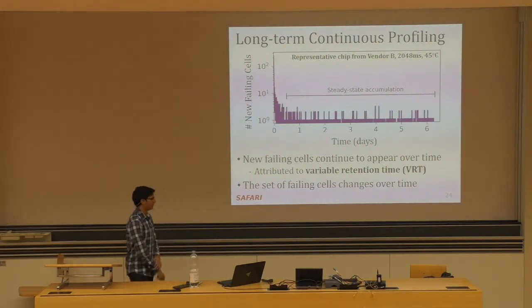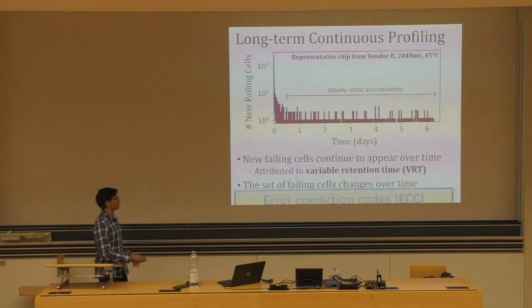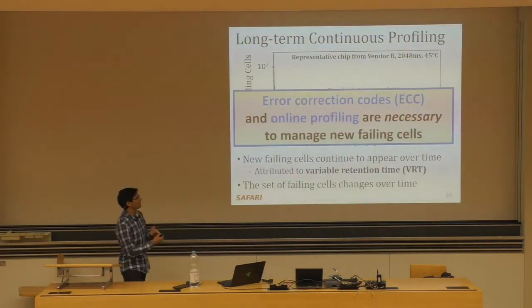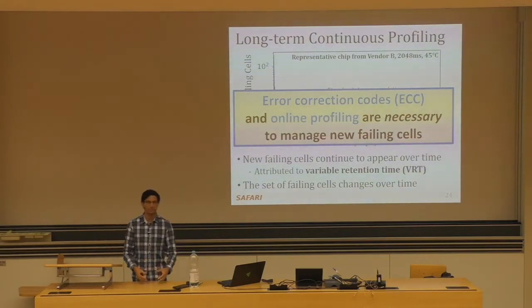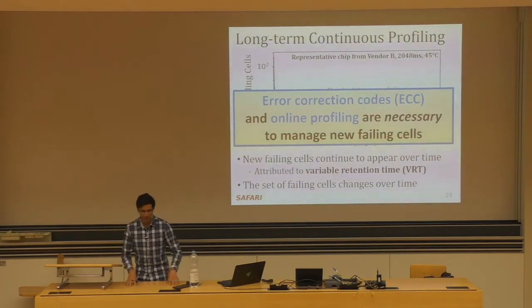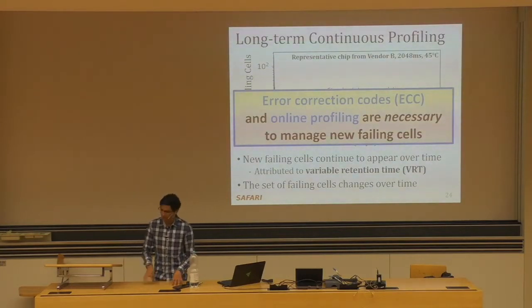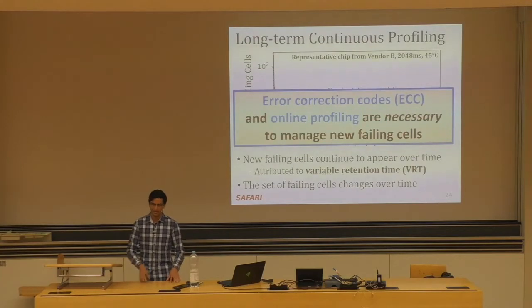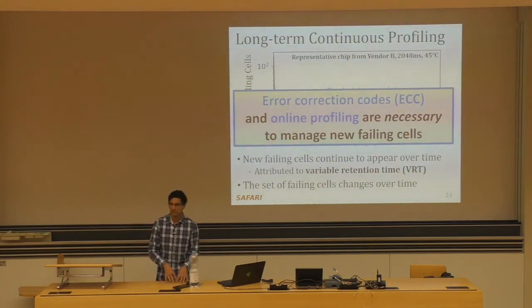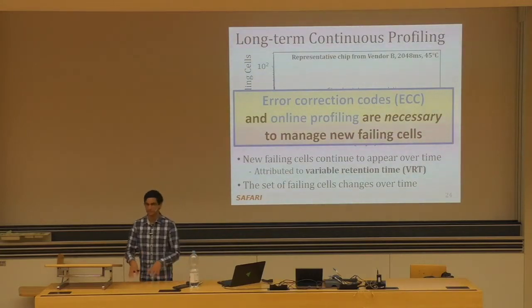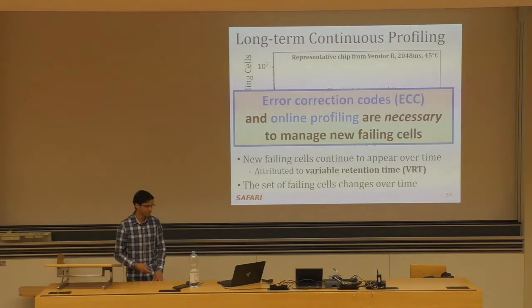And what we take away from this analysis is 2 things. Both error correction codes and online profiling are actually necessary in order to manage these new failing cells that continue to appear. Error correction codes because in between our profiling steps, some errors will occur, and we can't constantly be profiling. And so error correction codes will help manage those failures that appear in between. And online profiling because at some point there'll be so many new errors that occurred that we need to profile again and get the currently updated set of errors.